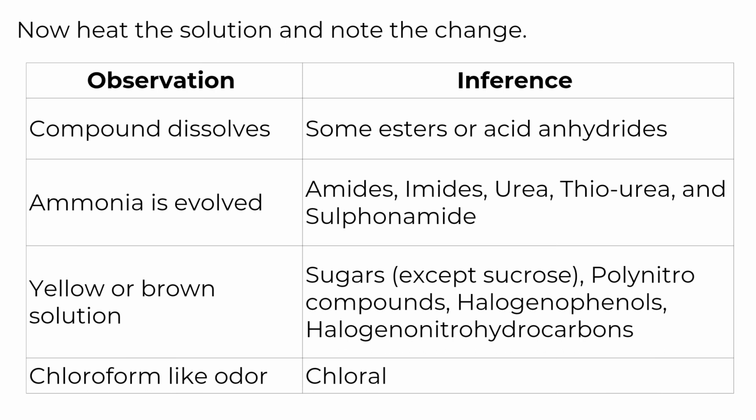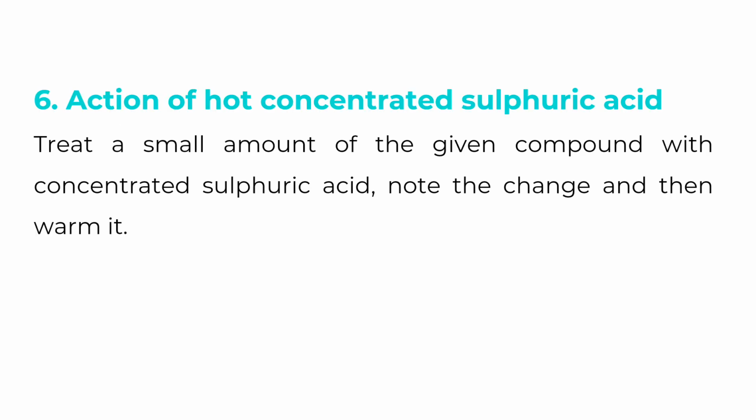Now heat the solution and note the change. Observation, inference. Compound dissolves: some esters or acid anhydrides. Ammonia is evolved: amides, urea, thiourea, and sulfonamide. Yellow or brown solution: sugars, except sucrose, polynitro compounds, halogenophenols, halogenonitrohydrocarbons. Chloroform-like odor: chloral.